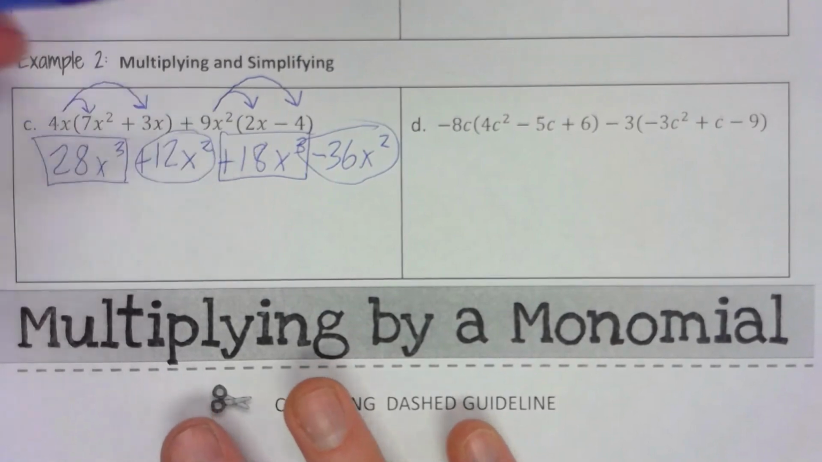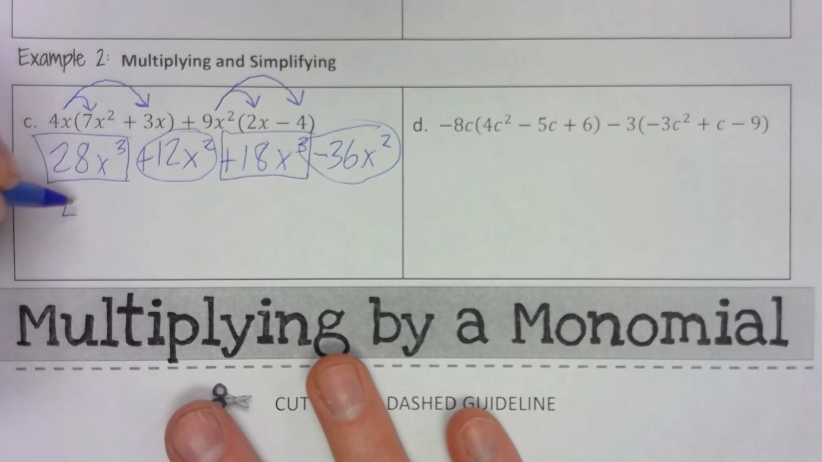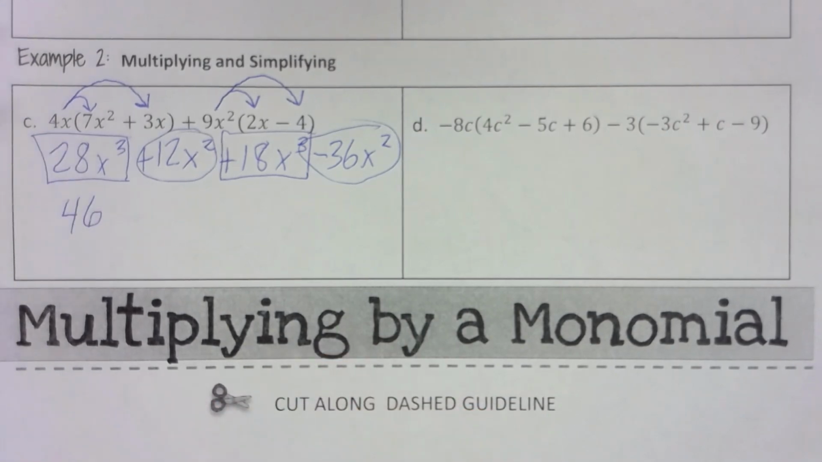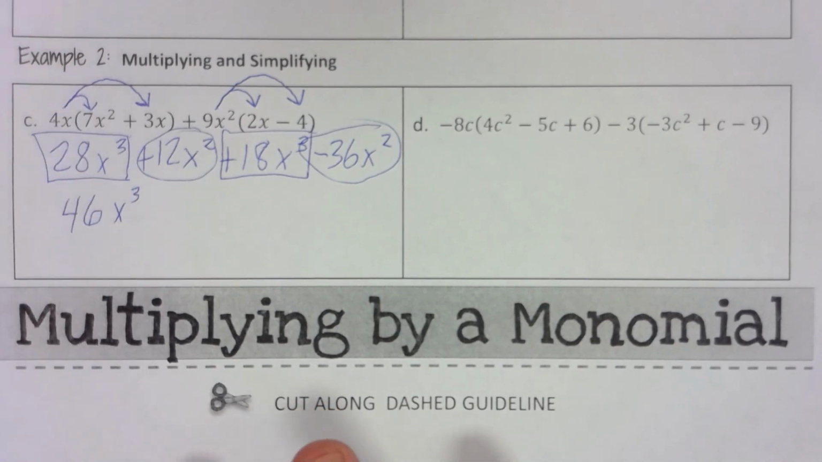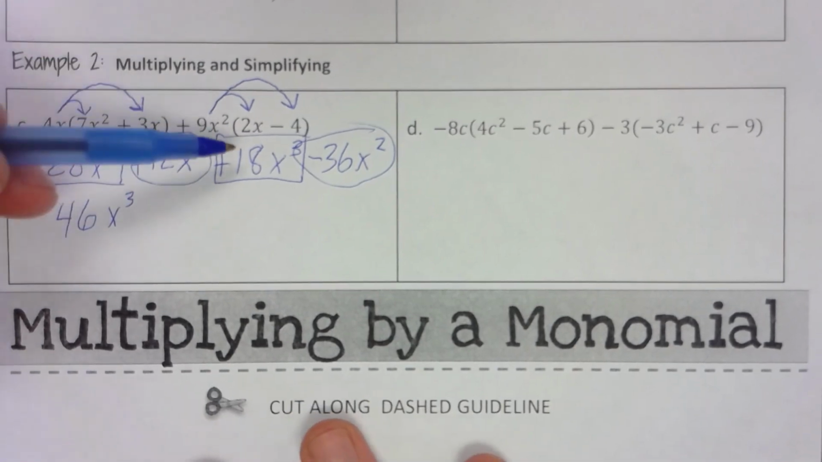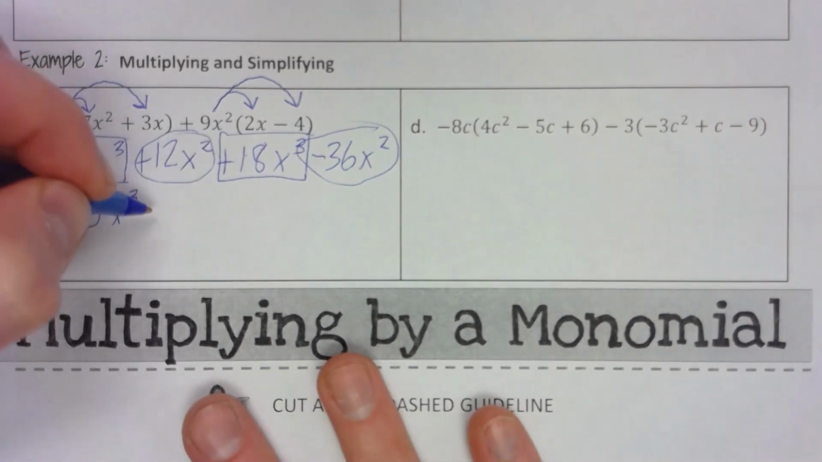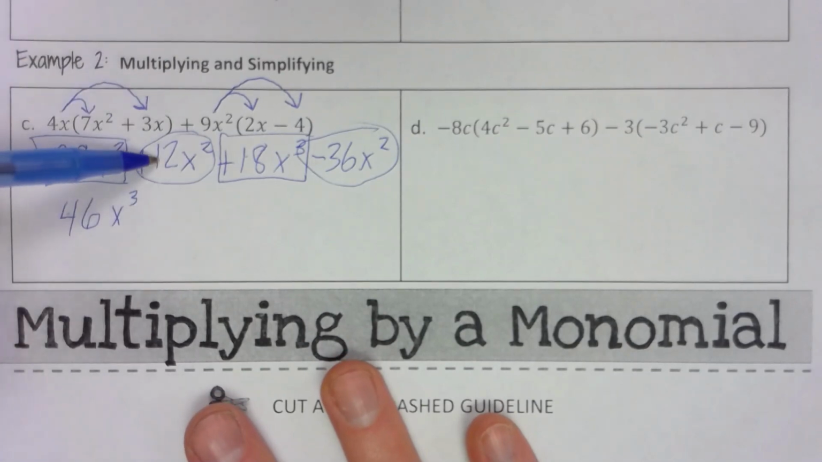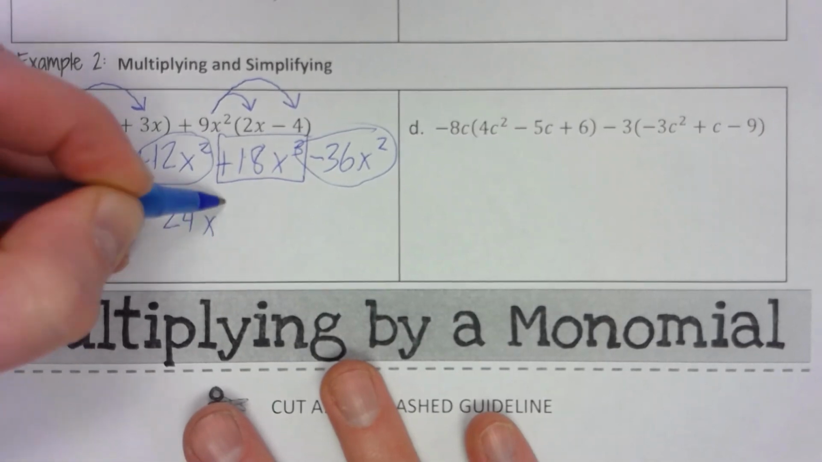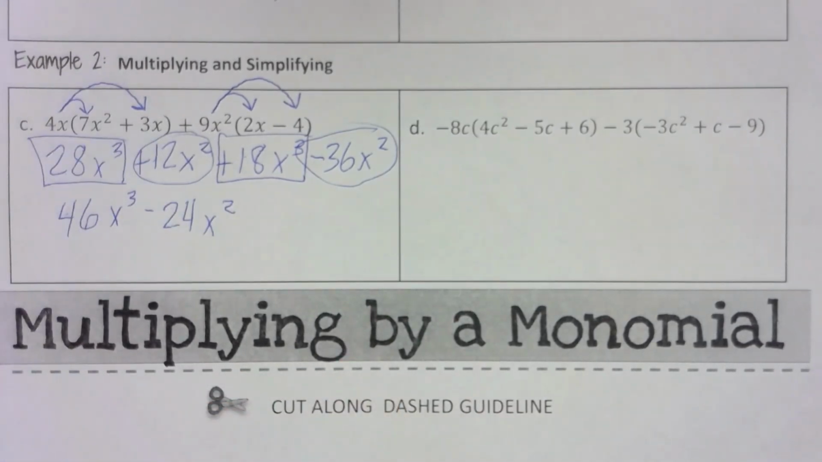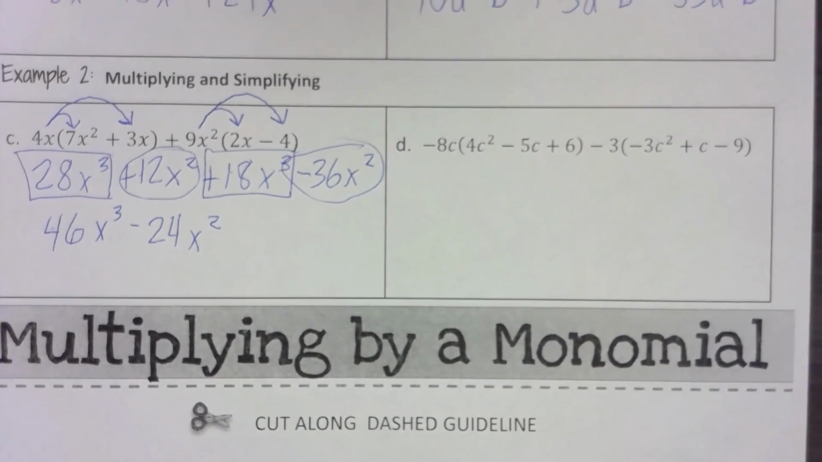28 plus 18 is 46. 46 x to the thirds, or x cubed. Okay? I've got 28 of these plus 18 of these. I have 46 of these total. And then I've got 12 minus 36. Well, that's negative 24. And these are still x squareds. And that is just simply combining like terms there as the last step.